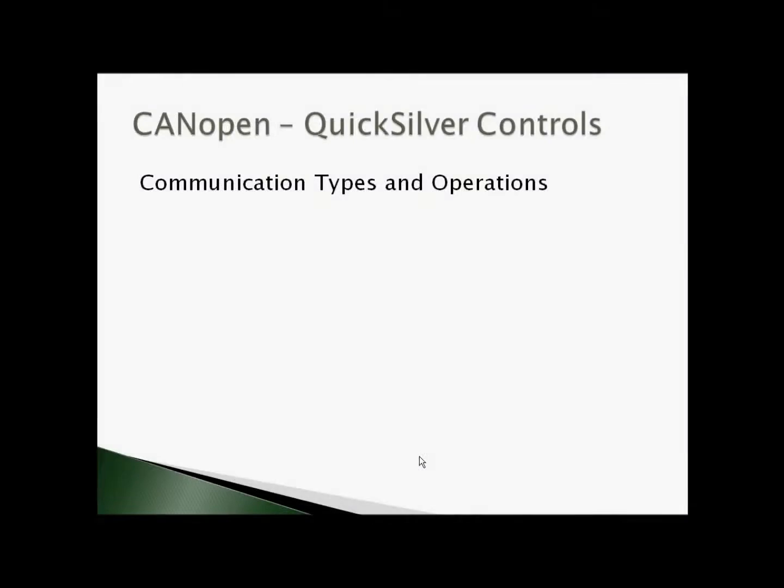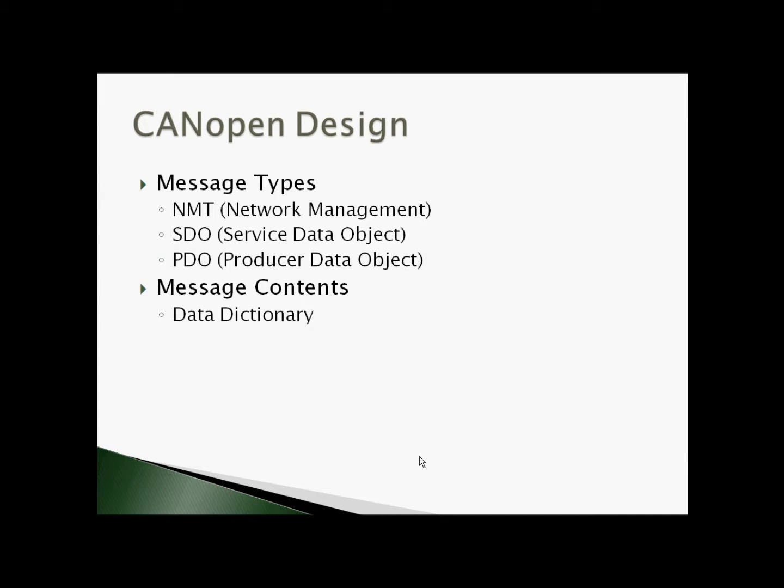I'm Don Laboriel from QuickSilver Controls, and I'm going to cover CANOpen communication types and operations. First, the message types are divided into network management, NMT, service data object, SDO, and producer data object, PDO. The PDOs are of two flavors: receive PDOs and transmit PDOs. All the contents are managed using a structure called a data dictionary.